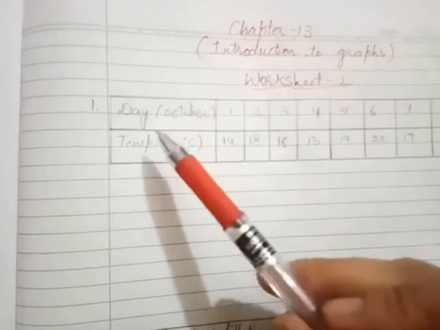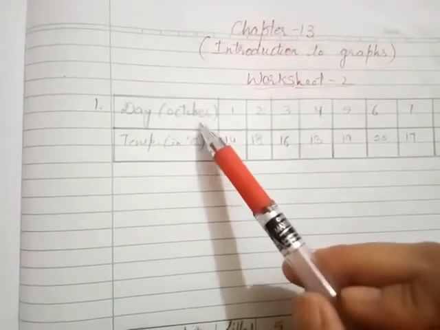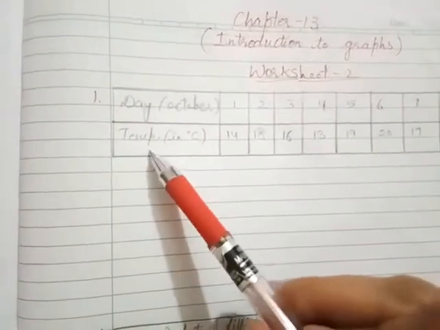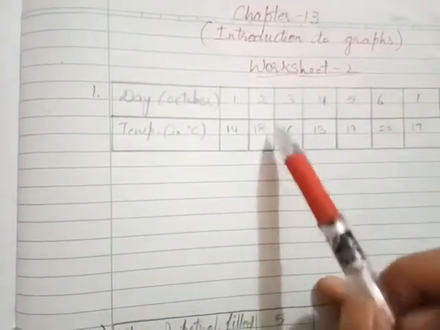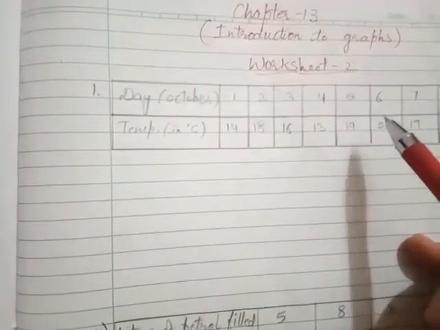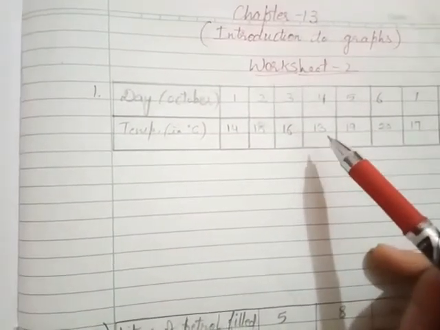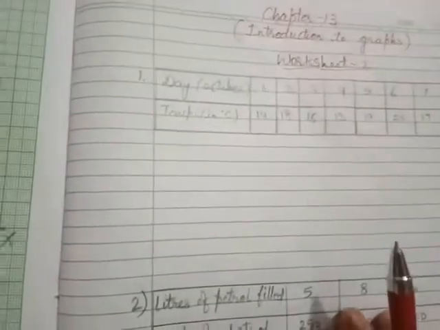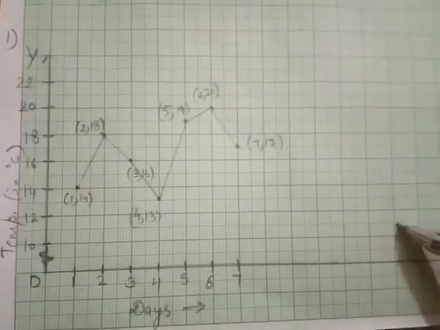Okay, here days in the month of October, first 7 days are given, and different temperatures for particular days are given to you. You have to draw the graph on this given data. On the basis of this data, let's start. Here Vijay, this graph is given to you.